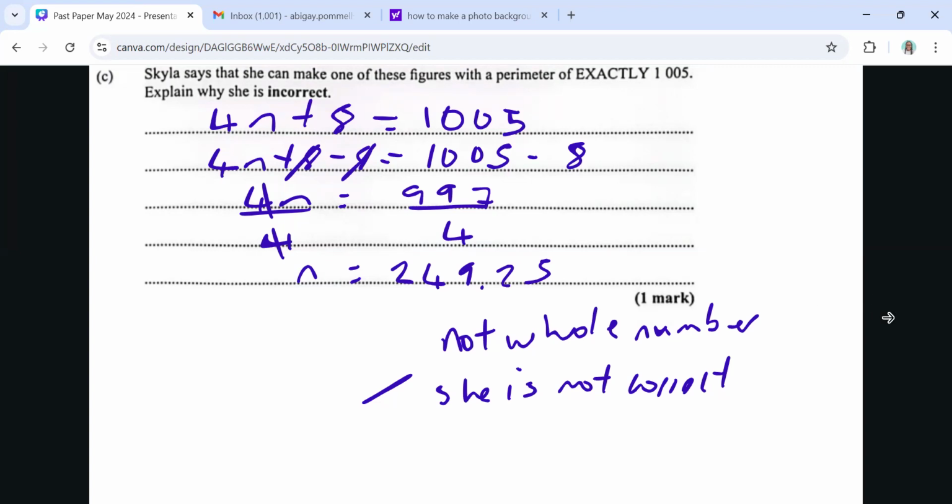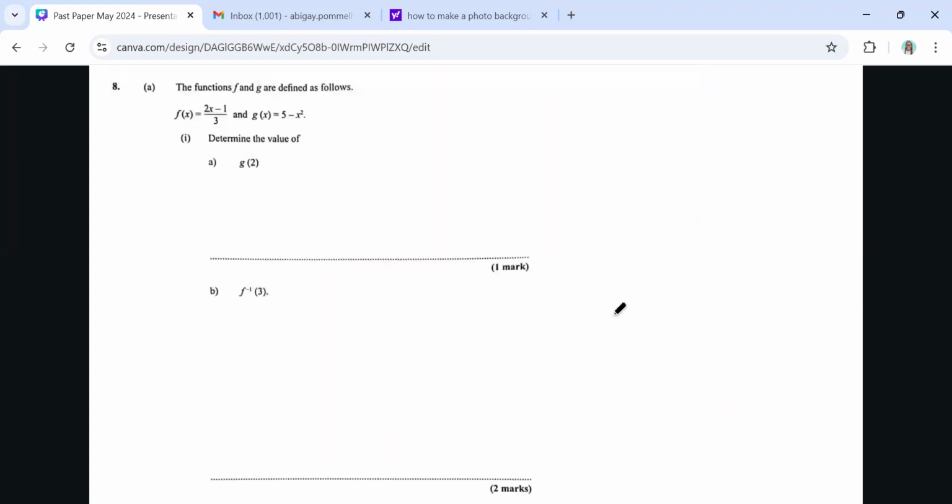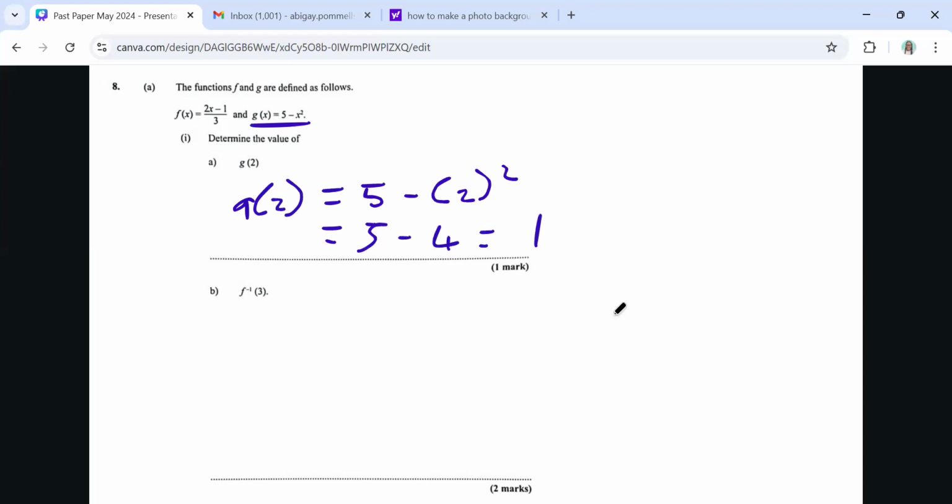All right, let's move on. All right, we reach at 8. Okay. The functions f and g are defined as the following. All right. We love these. So g of 2, wherever the x is, we put 2. So 5 minus 2 squared, which gives us 5 minus 4, gives us 1. And that's our answer here.